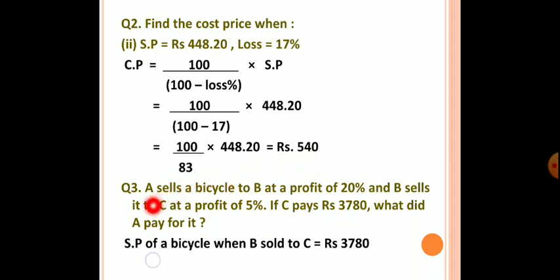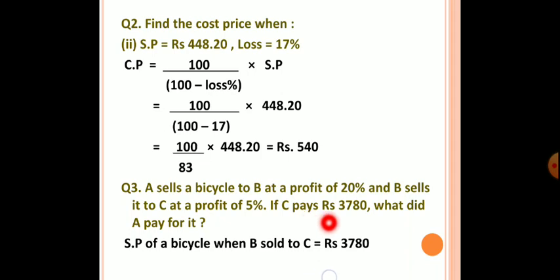Question number 3. A sells a bicycle to B at a profit of 20% and B sells it to C at a profit of 5%. If C pays rupees 3,780, what did A pay for it? So we know the selling price of the bicycle when B is selling it to C. So let us find the cost price of the bicycle when B is purchasing it from A.